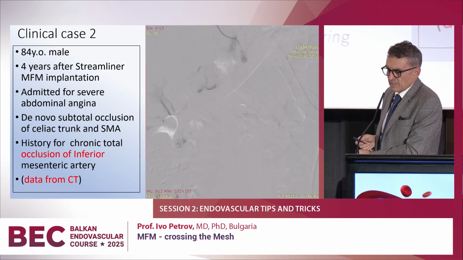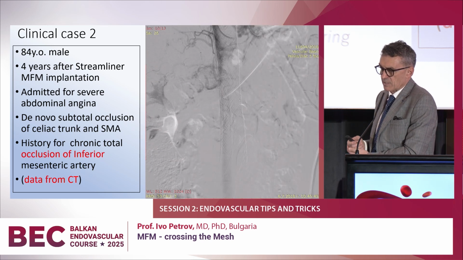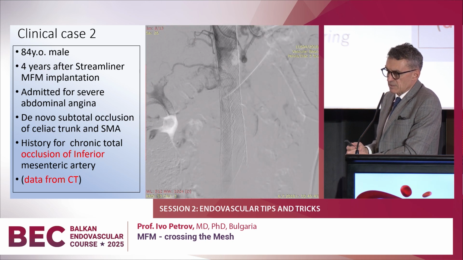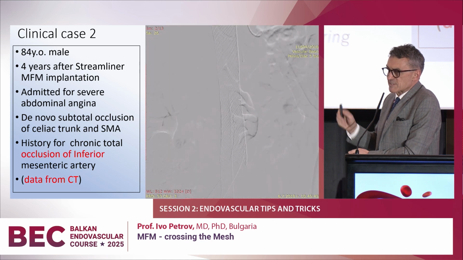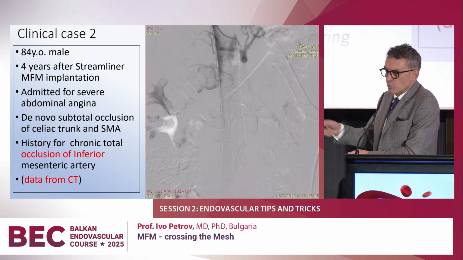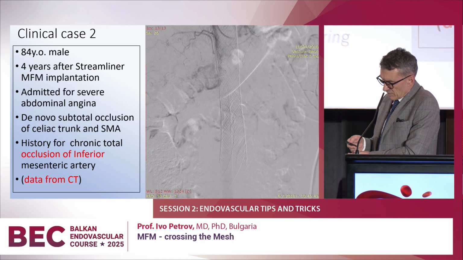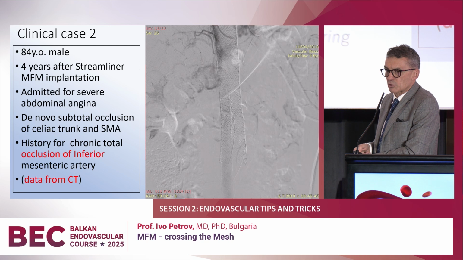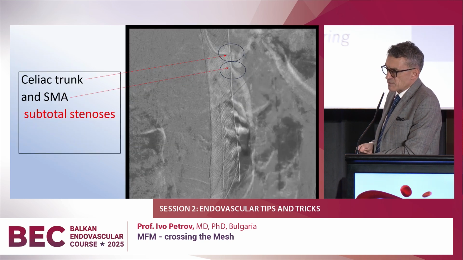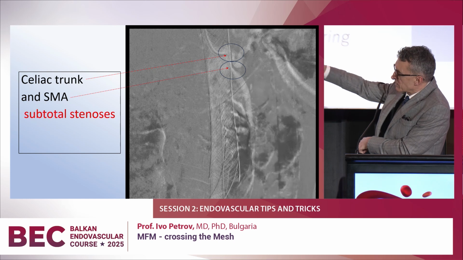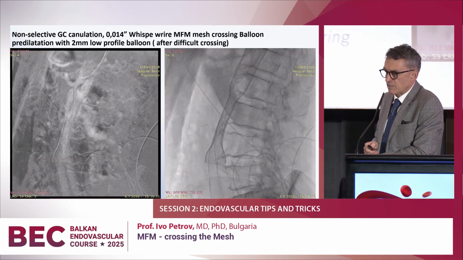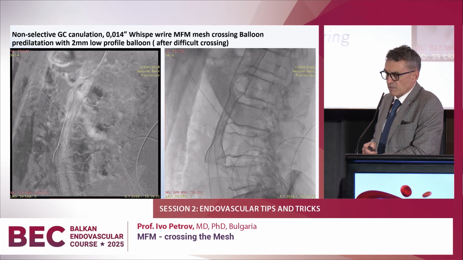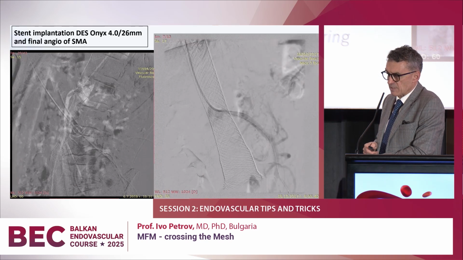You see, an 84-year-old, quite elderly man, with de novo subtotal occlusion of the celiac trunk. In this situation, you see that it's not strictly ostial, but almost ostial stenosis of the celiac trunk, and even more dramatic, with total chronic occlusion of the inferior. In this picture, you can observe very well both the celiac trunk and the superior mesenteric stenosis. We succeeded to open both of them, utilizing the same strategy with incremental.